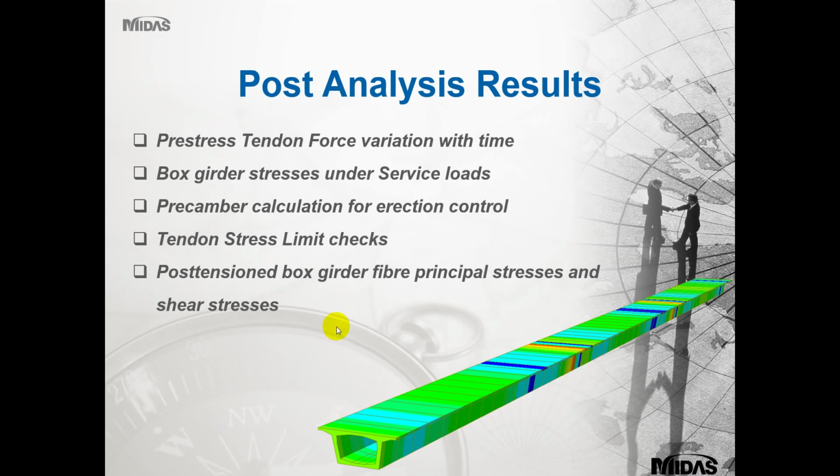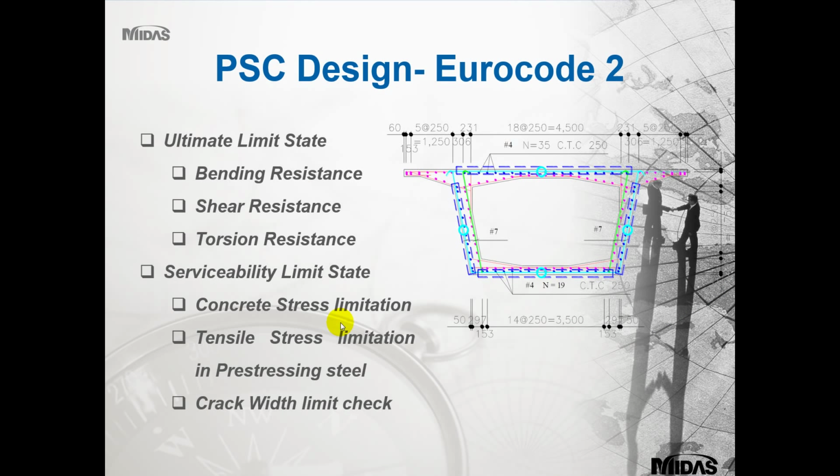I'm going to go back into the presentation now and just go to the post-tensioned concrete design to Eurocode 2. So basically we're going to focus on the ultimate limit state: the bending resistance, shear resistance and torsional resistance. Then we'll look at the serviceability limit state: the concrete stress limitations, the tensile stress limitations in the prestressing steel, and also the crack width limit check as well.